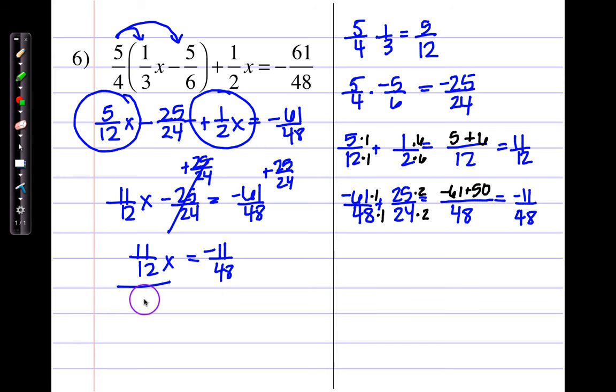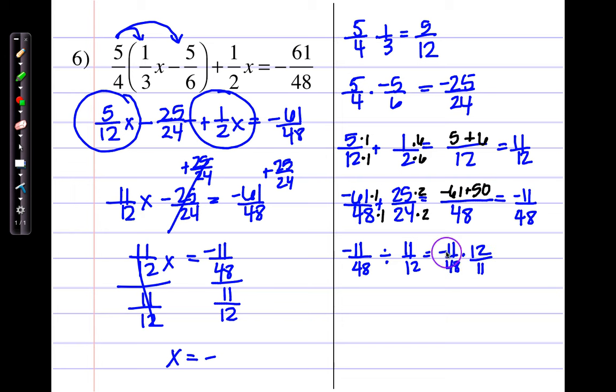Last but not least, you're going to have to get rid of your coefficient by dividing both sides by 11/12. This is gone, leaving me with just x equals a negative number. Do some more side work. Negative 11/48 divided by 11/12 is the same thing as negative 11/48 times 12 over 11. Notice the 11s cancel each other out. Here, they have 12 in common, so 12 divided by 12 is 1. 48 divided by 12 is 4, leaving me with 1/4. And it is negative, but I already marked it right here. So there I have x equals negative 1/4.